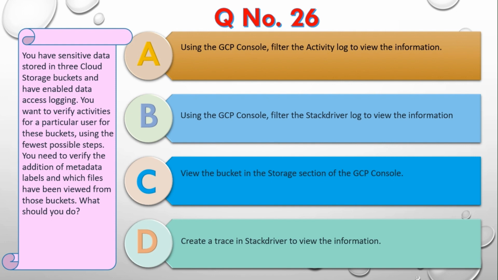Option B, using the GCP console, filter the Stackdriver log to view the information. Option C, view the bucket in the storage section of the GCP console. Option D, create a trace in Stackdriver to view the information. Option A is the correct answer. Using the GCP console, filter the activity log to view the information.